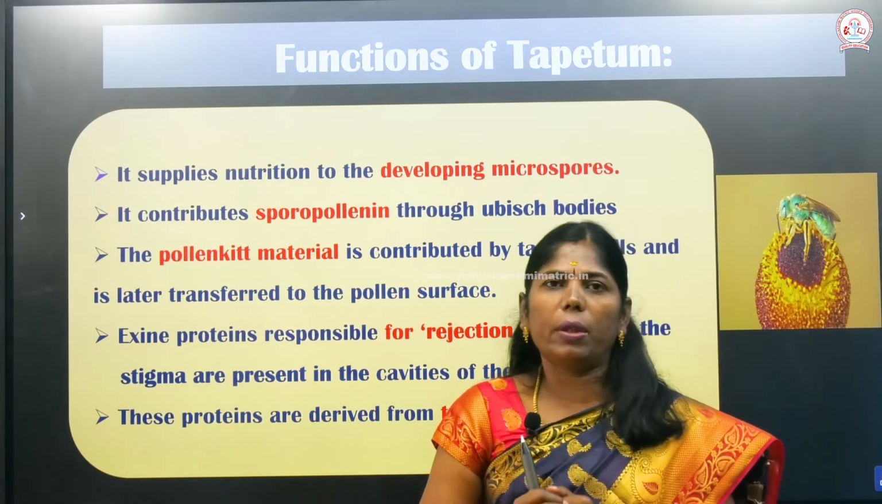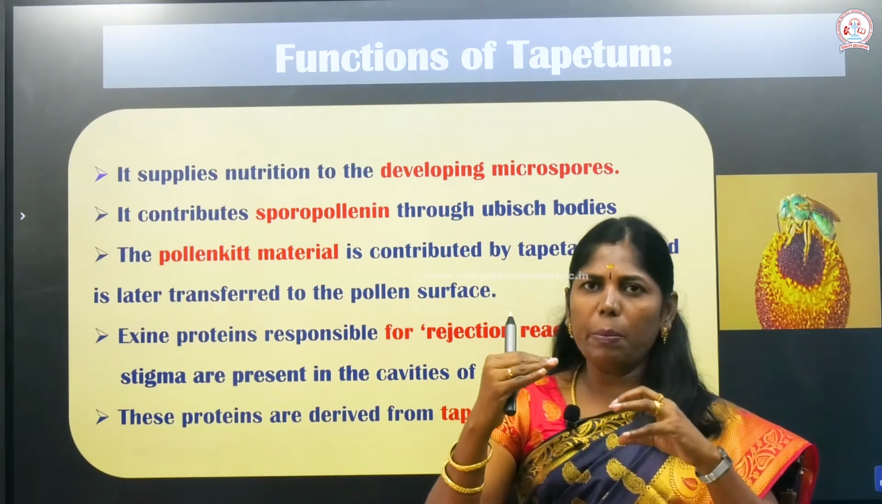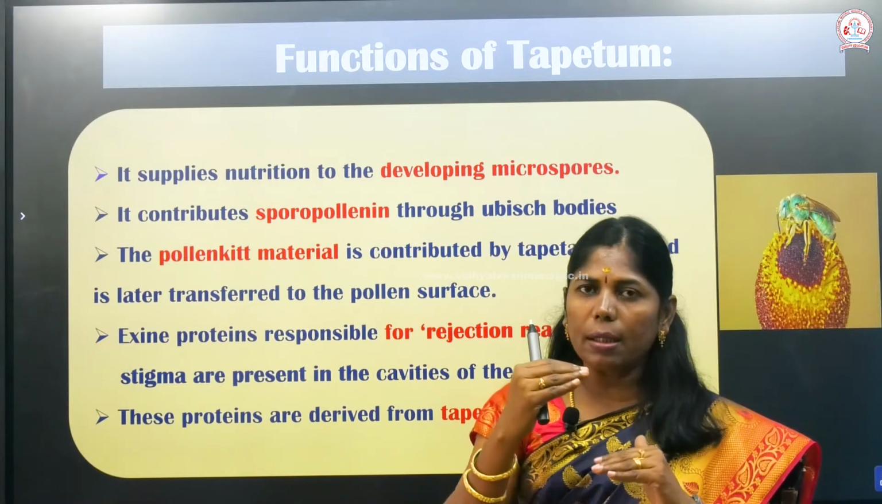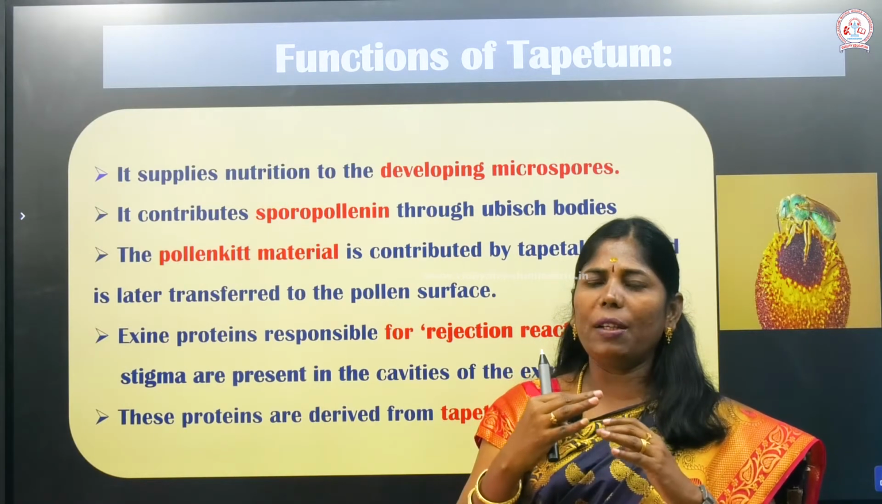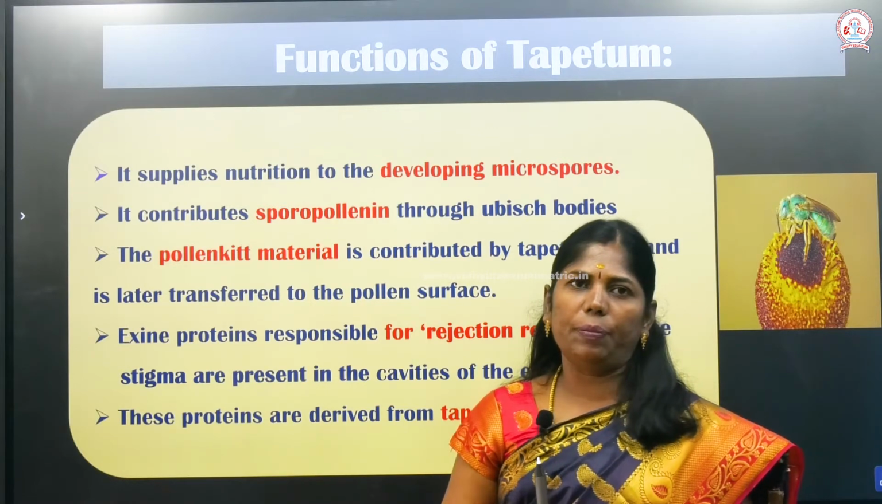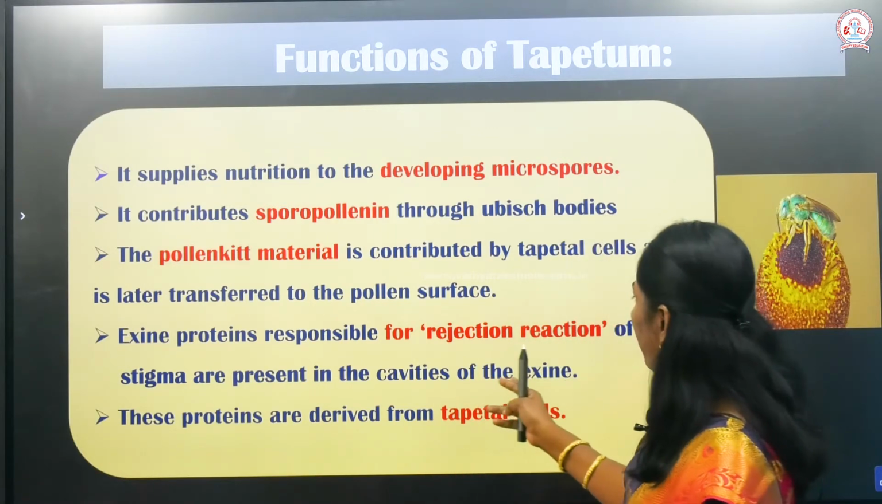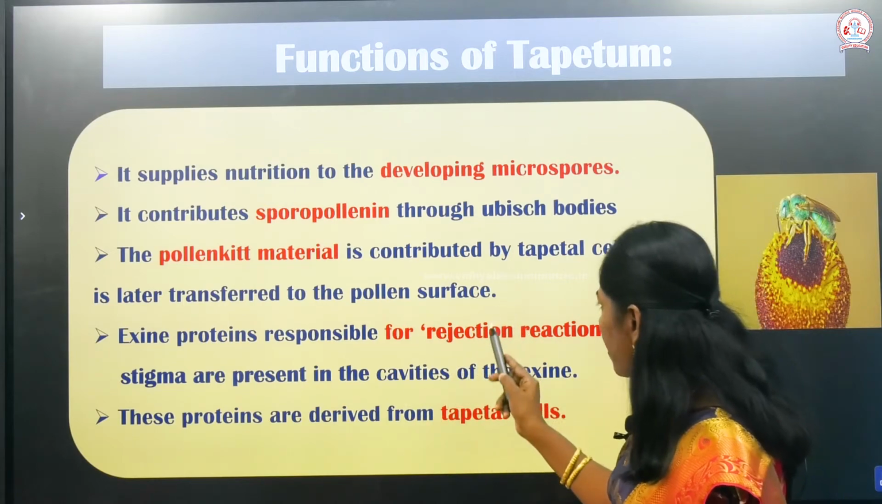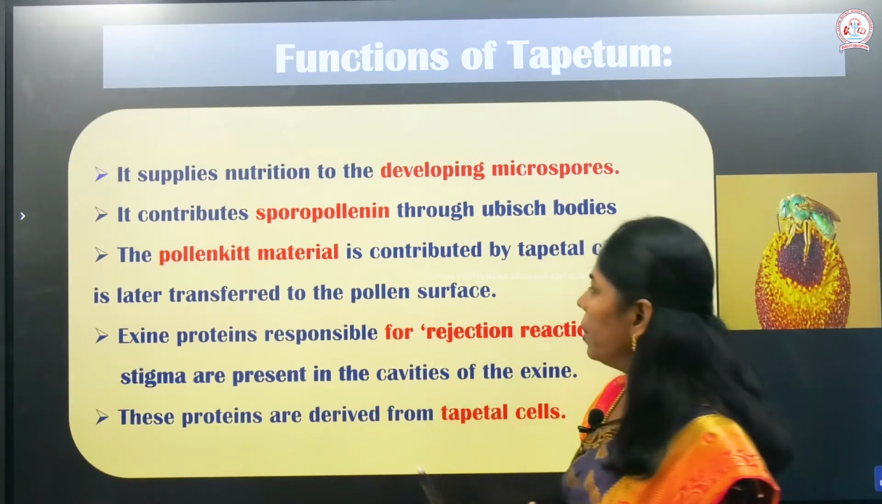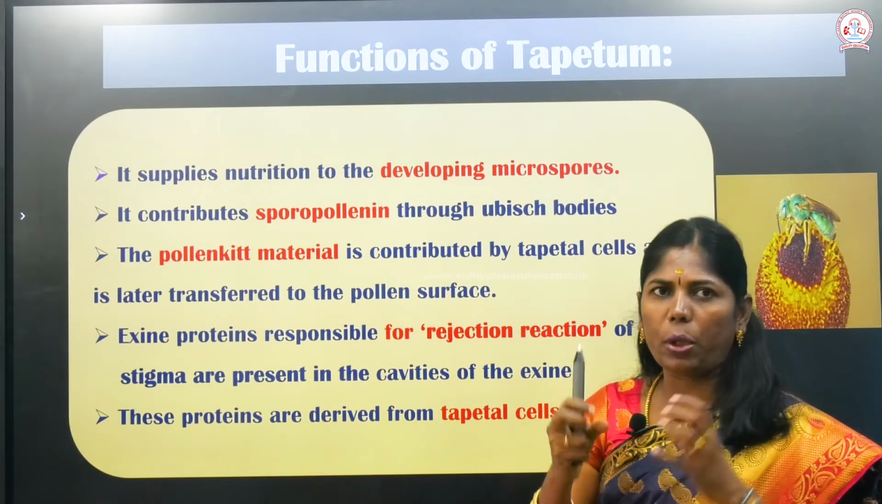Okay, what does the exine protein do? Now, the pollen grains are shed on the stigma of any flower. If it is compatible, if it is suitable, they will undergo germination, otherwise it will be rejected. The exine proteins responsible for the rejection reactions of the stigma are present in the cavities of the exine. In the exine, those proteins are present.